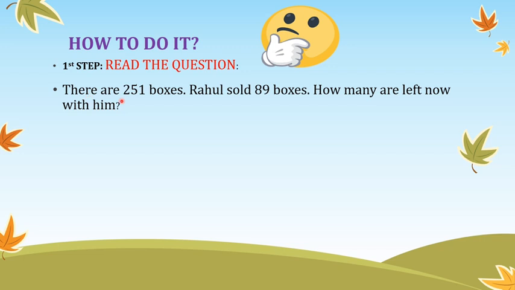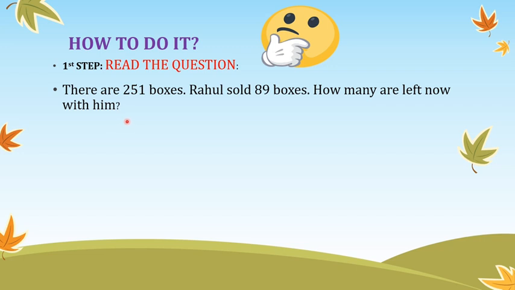Now here, we are going to read, there are 251 boxes. Now when you read the second time, you will get to know that information is given. Rahul sold. Yes, some kind of vocabulary. 89 boxes, again information. How many? How many is always a question only. How many are left? So that is a question. How many are left now with him, and with a question mark.